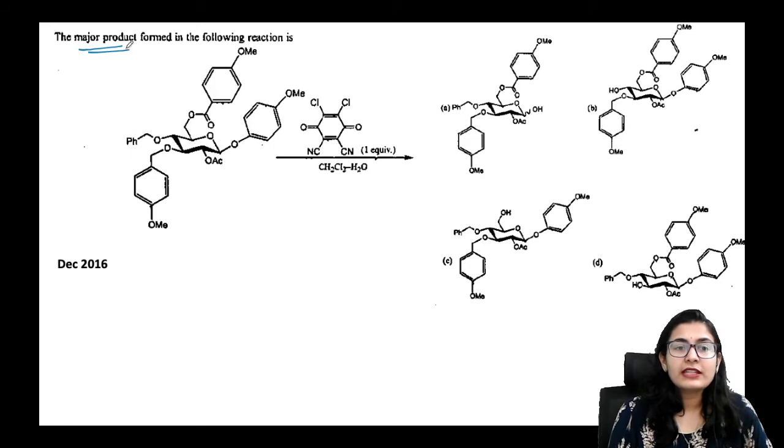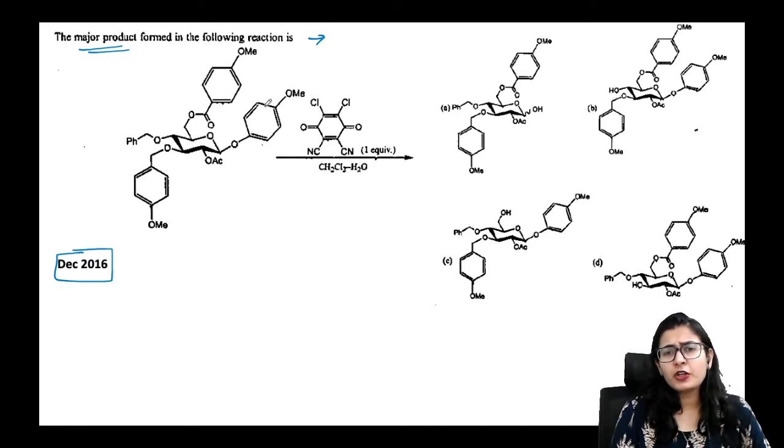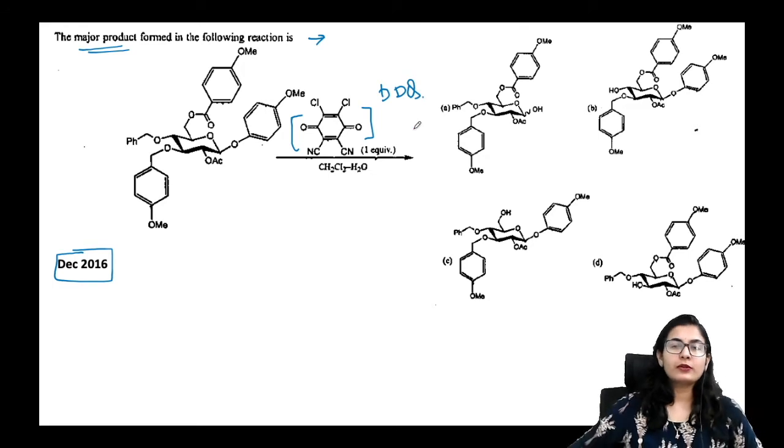Now look at this really important, interesting question. December 2016. So you have a big molecule over here, and this is the molecule of, let's say, a glucose molecule, right? With a lot of derivatives on it. You are having this strange molecule in the reagent. What is this strange molecule? What is its name? Dicyano dichloro dicyclohexyl... yes, look, DDQ. Quinone type system.